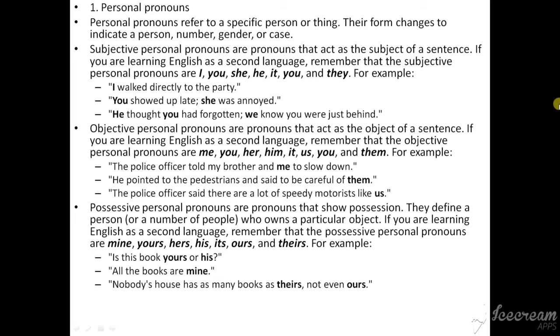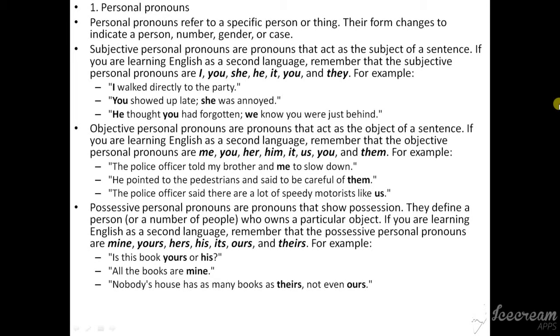Now, the second type of personal pronoun is the objective personal pronoun. Objective personal pronouns are pronouns that act as the object of a sentence. If you are learning English as a second language, remember that the objective personal pronouns are me, you, her, him, it, us, you, and them.